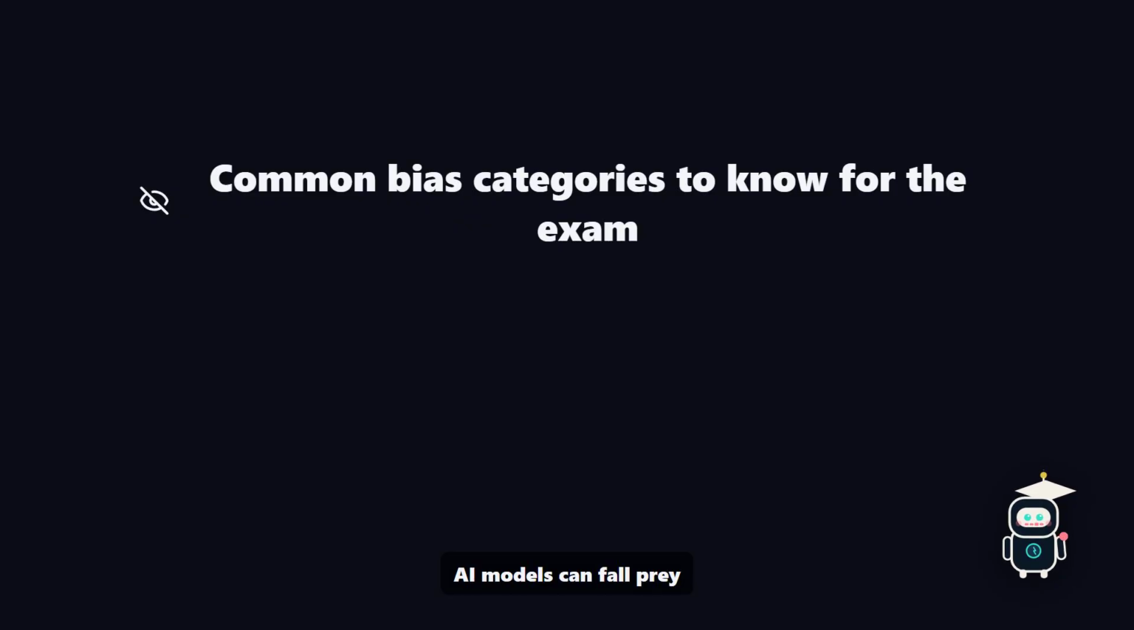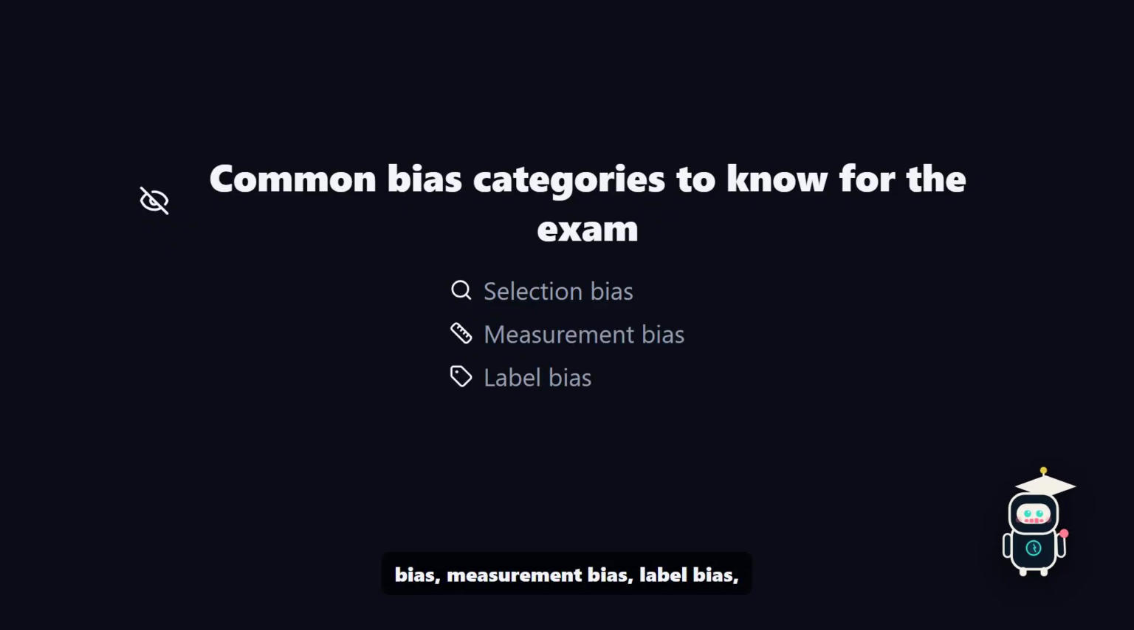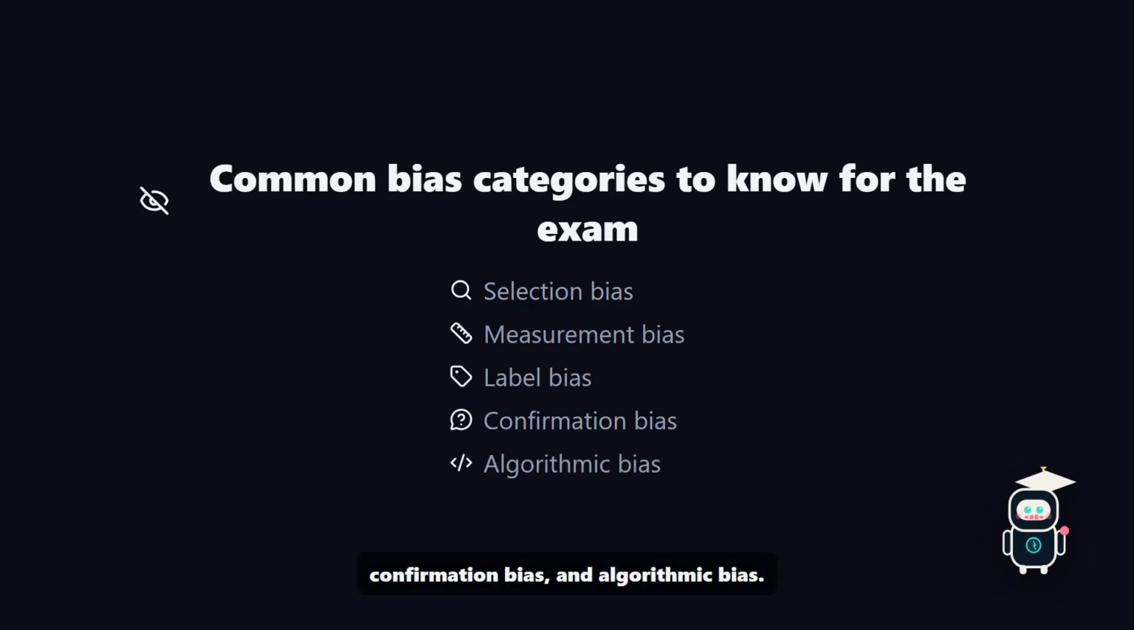AI models can fall prey to several common bias categories: selection bias, measurement bias, label bias, confirmation bias, and algorithmic bias. Understanding these will help you spot them in real datasets. Grab a sample dataset and run SageMaker Clarify to see bias metrics firsthand. That's your concrete step this week.